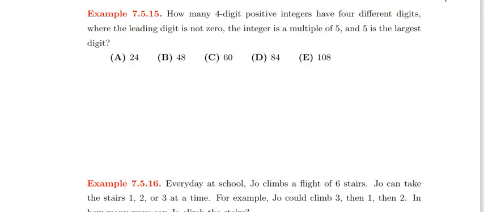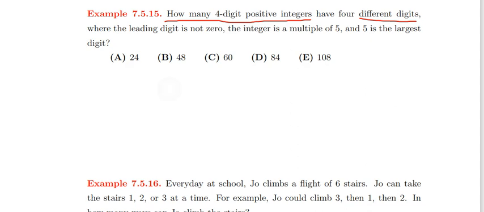Okay, so for this problem, it is how many such integers. We just check how many. So it's a counting problem. How many 4-digit positive integers have 4 different digits, where the leading digit is not 0, and the integer is a multiple of 5, and 5 is the largest digit?